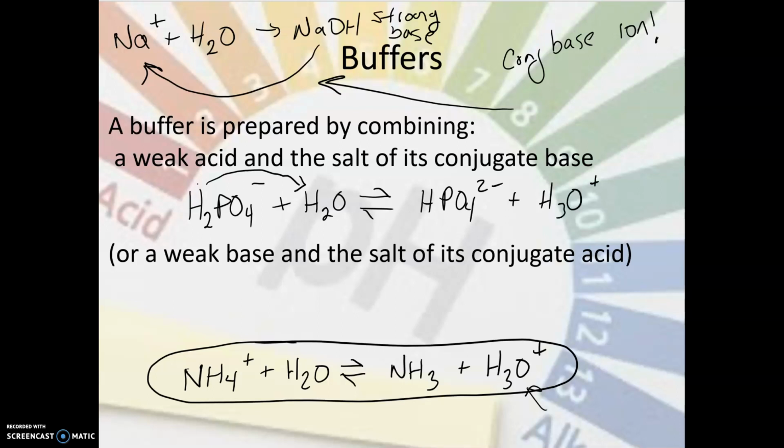So if you have something that can donate more than one hydrogen, like H3PO4, and H3PO4 already donated one of its hydrogens away, we have this H2PO4-. And so we could have a salt of both of these mixed together. We could have NaH2PO4 mixed with Na2HPO4. So we could have two salts mixed together that would also produce this buffer solution. One of them doesn't have to be neutral. We can have salts of both, is the point.